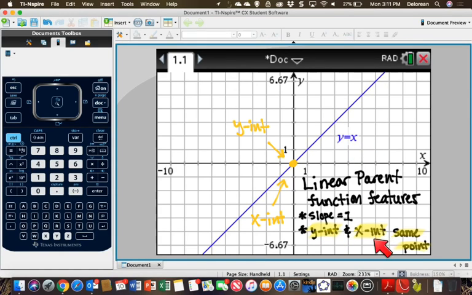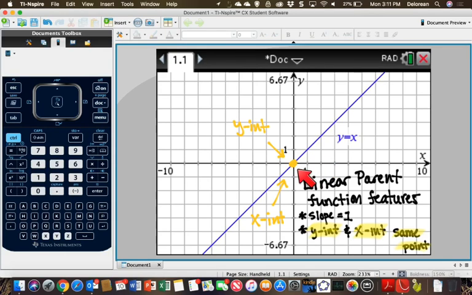Also, the y-intercept and the x-intercept happen to be the same point for the linear parent function. So here's my y-axis and here's my x-axis. The y-intercept is at 0, 0, and the x-intercept is also at 0, 0. So for the linear parent function, it has those two features, a slope of 1 and a y-intercept and an x-intercept of 0.